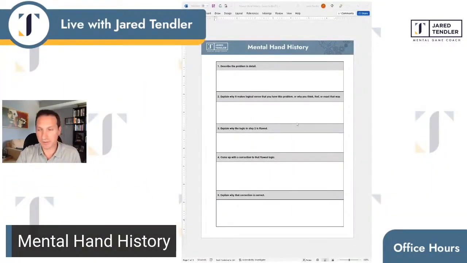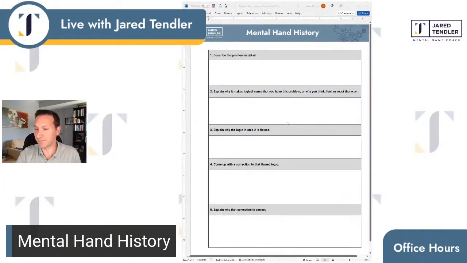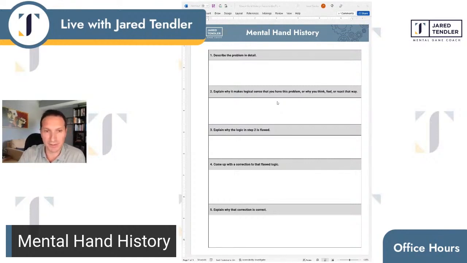Okay. Let me make this a tick larger here so you can see. All right. I'm going to give you some examples, but let's just talk through the construct here. The first step is to describe the problem in detail, right? If you're doing this on your own, basically, look, if you had the opportunity to sit in a coaching session with me, what would you say? What would you tell me is the problem that you are struggling with? You might have many problems, and so you can do a mental hand history for each one of those problems. But just pick one and describe it in as much detail as you can.